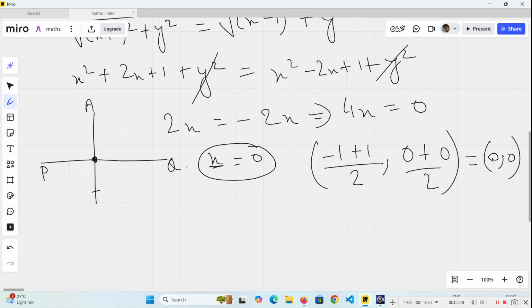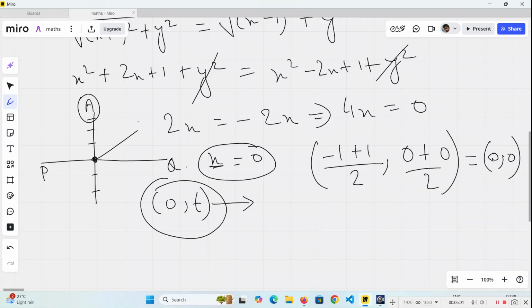So we got the set. Every point on this set will be of the form 0 comma t. So this point is an element of this set A, and this t will be changing as we go up and down. Now we are considering this set B, which is equidistant from this.